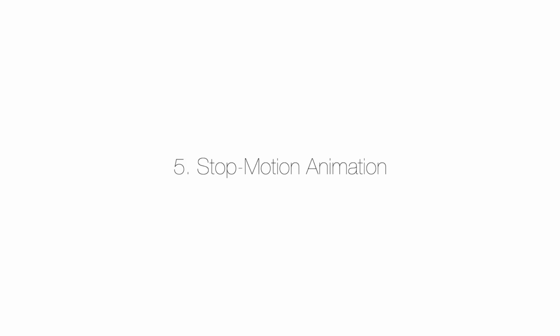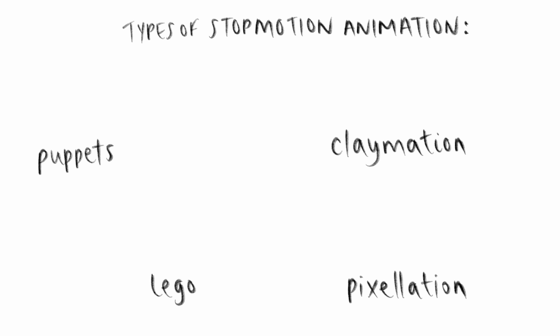Number 5, stop motion animation. Now for me, this is the one that I find most enjoyable. I do love working digitally, however, I like to combine my resources together as I feel like it makes the animation look a lot more realistic and therefore is a lot more enjoyable to the audience. There are so many different types of stop motion animation, from the use of puppets to claymation, Lego animations and pixelation, so I won't be going into too much detail here, but you're welcome to Google it if you're more interested in learning about that.